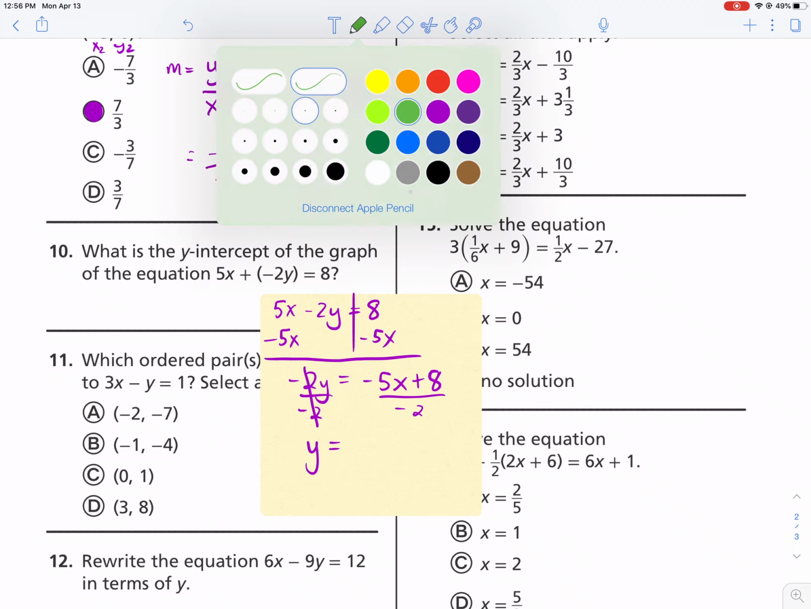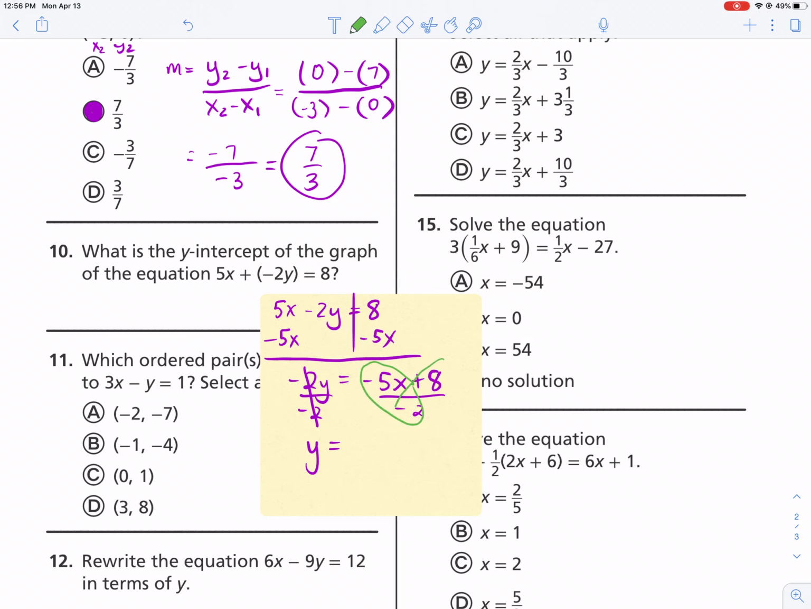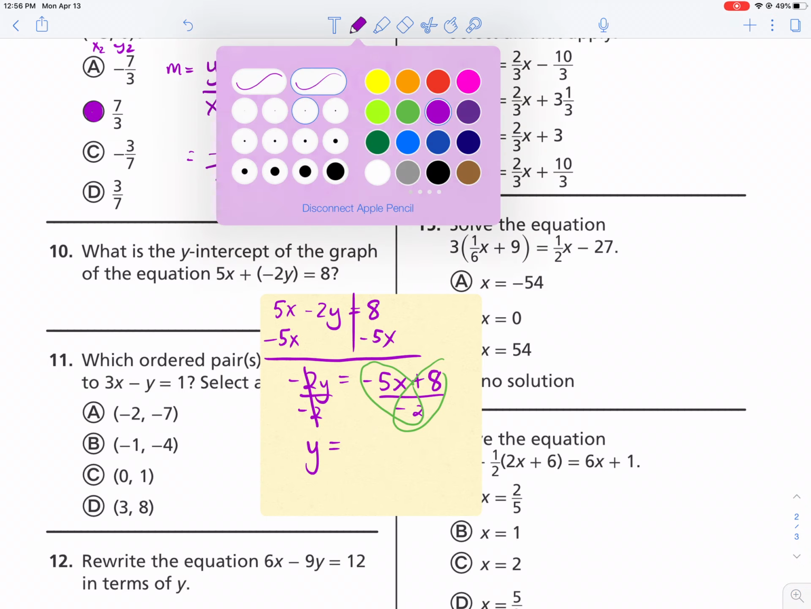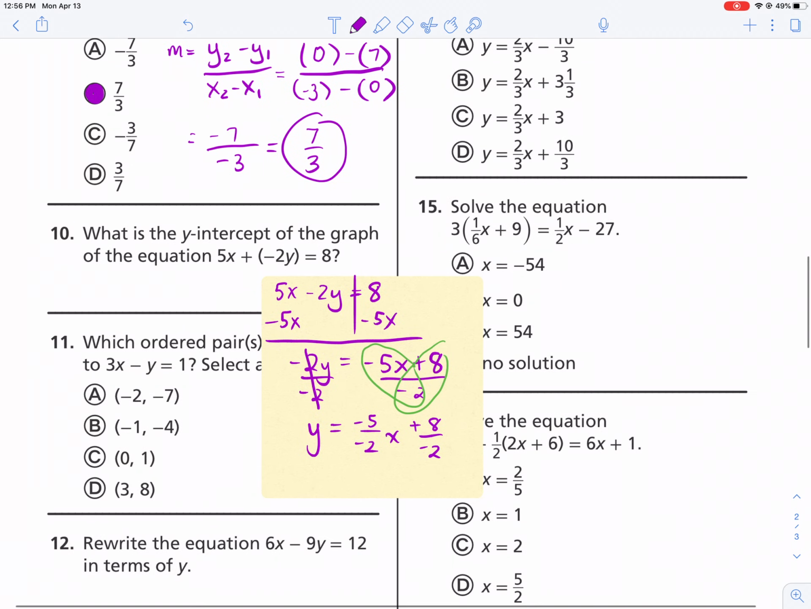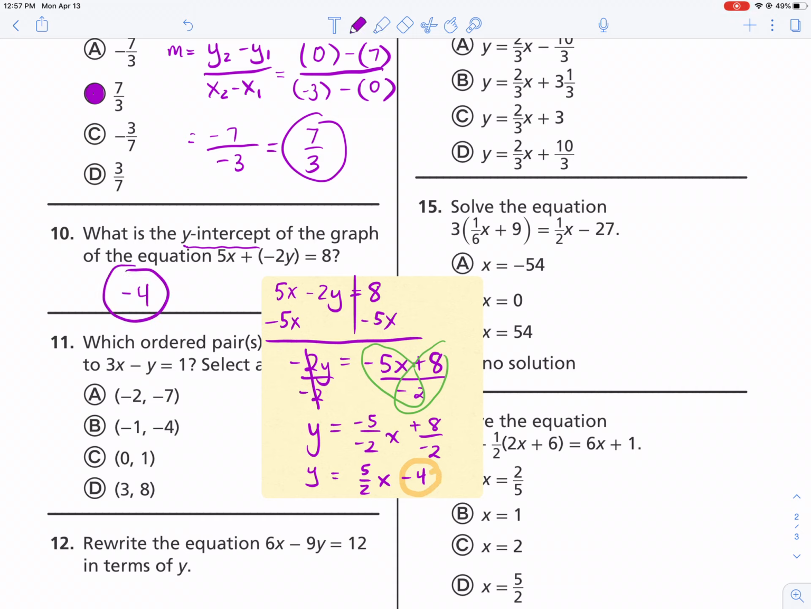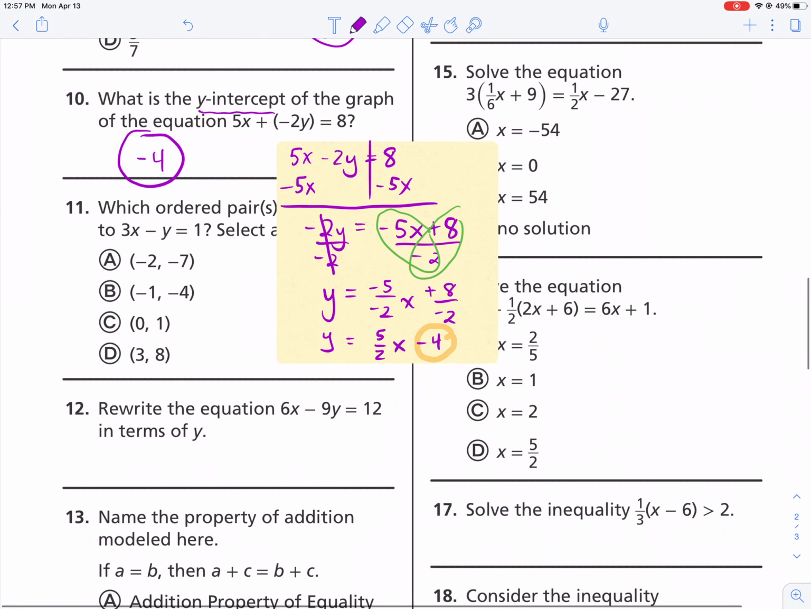So I'm going to use my butterfly method. And I'm going to end up with a negative 5 over a negative 2 x plus an 8 over a negative 2. So I have a negative over a negative, gives me a positive 5 halves x, and then plus an 8 over a negative 2, which gives me a negative 4. And in this case, they're just asking us for the y-intercept, which is just going to be our value of b. So in this case, it's going to be negative 4. Make sure you guys show your work or staple the paper to it.